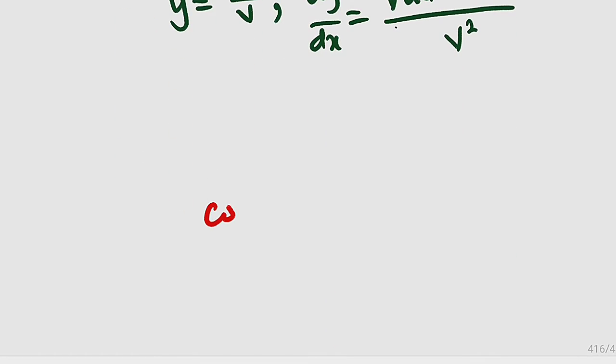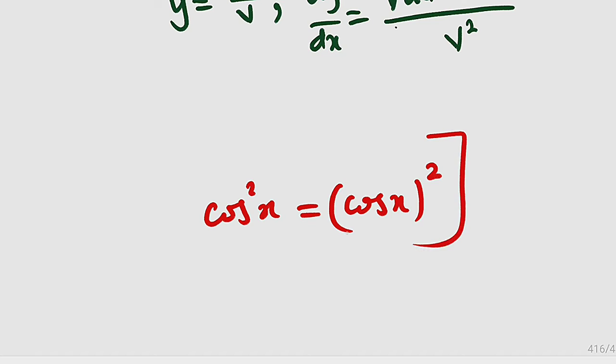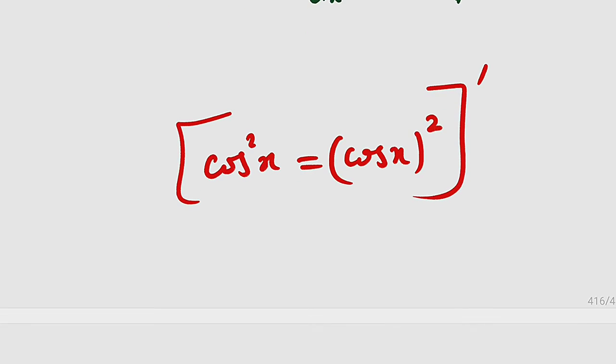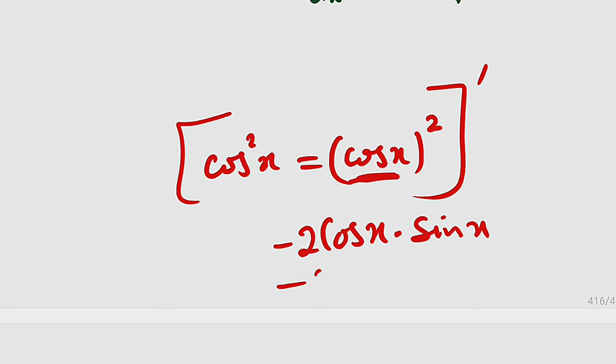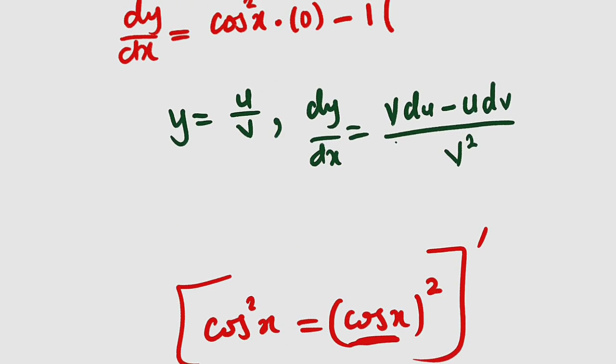You know that cosine squared x is also the same thing as cosine x raised to the power of 2. So what if you differentiate this? The moment you differentiate this, 2 will drop down to multiply cosine x. But remember, chain rule, you have to multiply by the derivative of the inside. The derivative of cosine x is negative sine x. So bring the negative here, then sine x. This is now the same thing as negative 2 sine x cosine x. As simple as that. This is the derivative of cosine squared x.